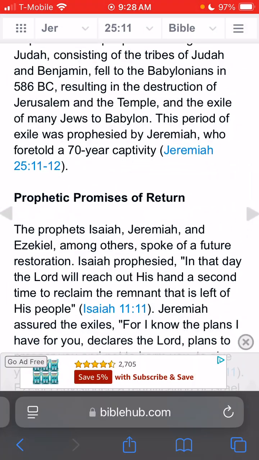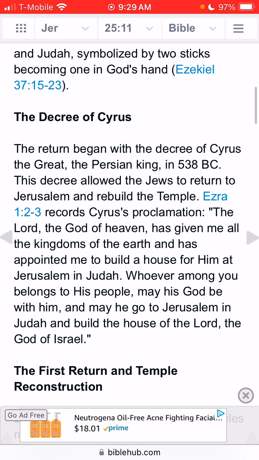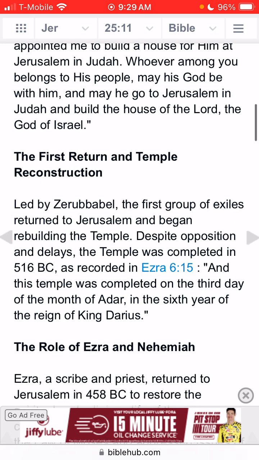So let's get the history, the decree of Cyrus. The return began with the decree of Cyrus the Great, the Persian king, in 538 BCE. This decree allowed the Jews to return to Jerusalem and rebuild the temple. Ezra chapter 1, verses 2 and 3 records Cyrus's proclamation: The Lord, the God of heaven, has given me all the kingdoms of the earth and has appointed me to build a house for him at Jerusalem in Judah. Whoever among you belongs to his people, may his God be with him, and may he go to Jerusalem and Judah to build the house of the Lord, the God of Israel.